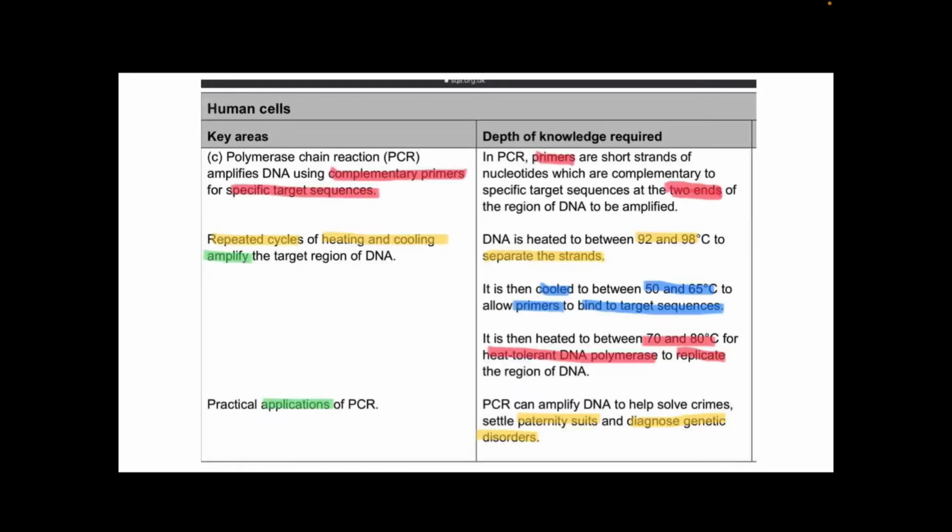Looking at the course notes then, we're going to look at the role of primers again. We're going to look at this term to amplify. So PCR is repeated cycles of heating and cooling, and its purpose is to amplify the target region of the DNA. You can see here that there's a range of temperatures that we can talk about. So the first one is between 92 and 98, and that's to separate the DNA.